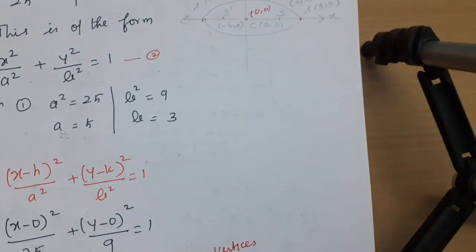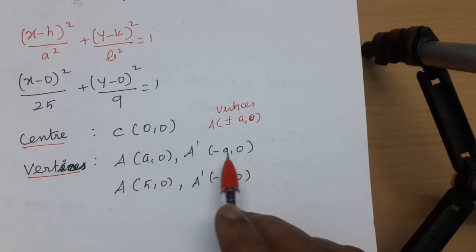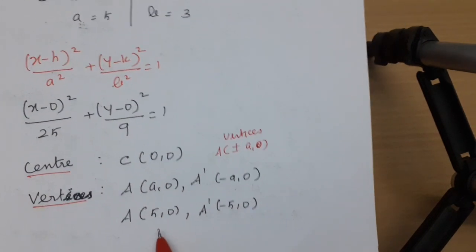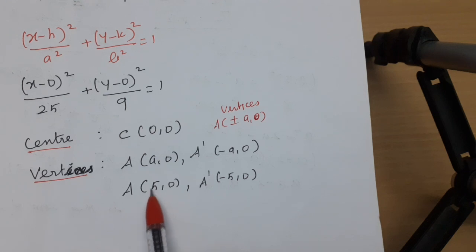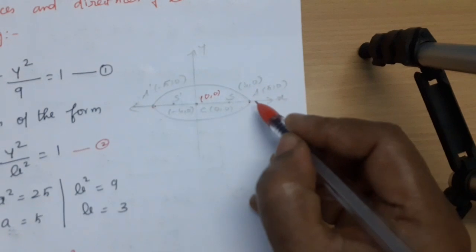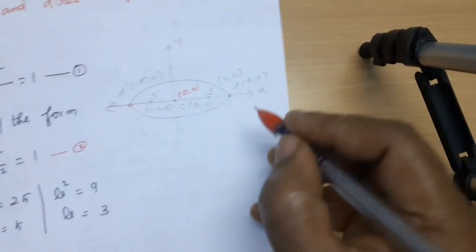The vertices are A comma 0 plus or minus, that is A comma 0 and A dash is minus A comma 0. What is the value for A? A equals 5. So A is 5 and minus A is minus 5. Therefore, the vertices are 5 comma 0 as well as A dash, which is minus 5 comma 0. See the diagram. A is 5 comma 0, and A dash is minus 5 comma 0.